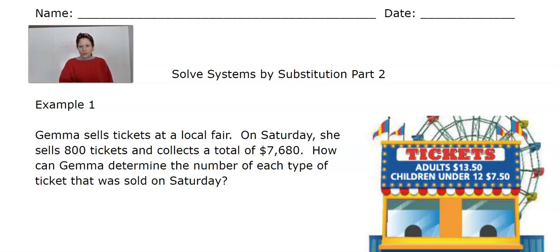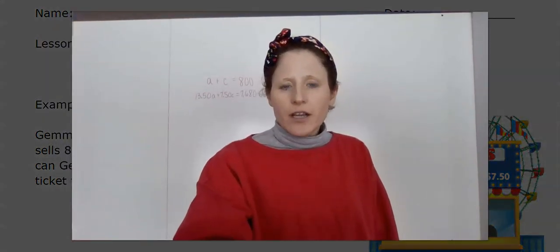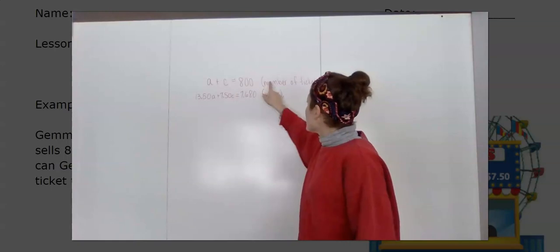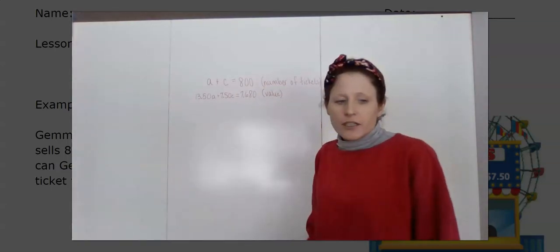My second equation is going to represent the cost from the tickets. So I have $13.50 per adult ticket, so 13.5 times A, plus 7.5 times C equals a total of $7,680. I already have those equations written for you up here. So again, the number of tickets versus the value of the tickets.